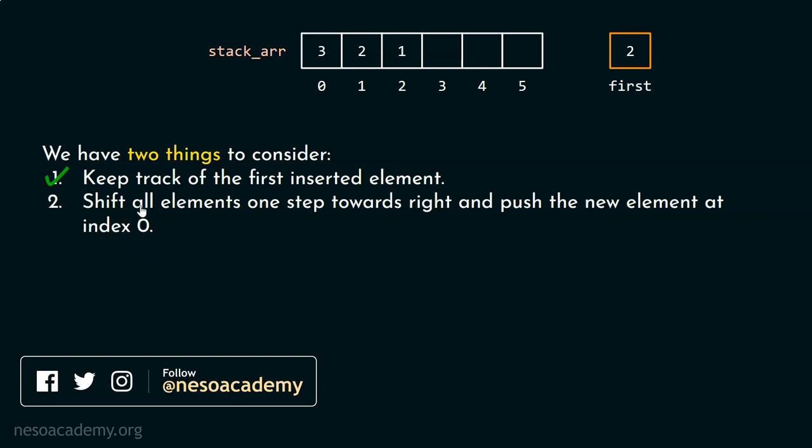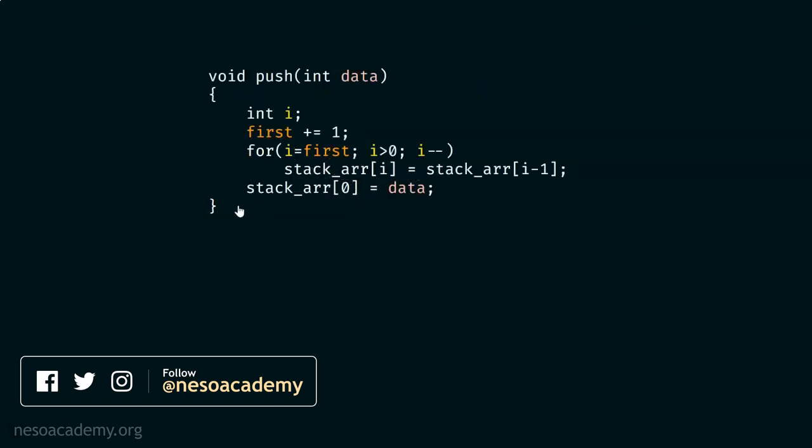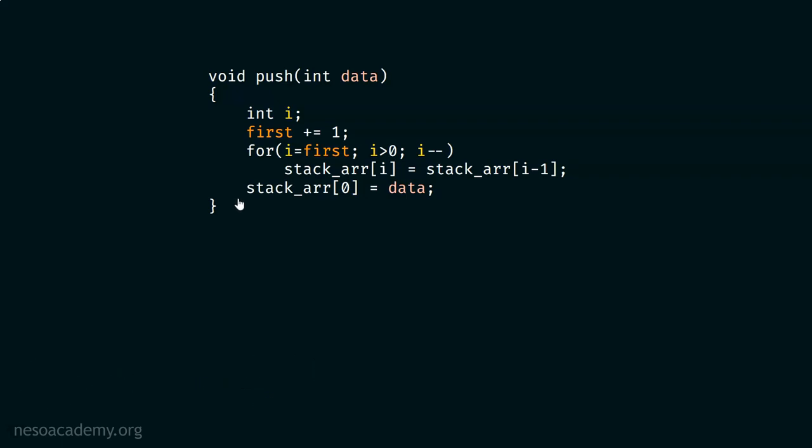After this, we have to shift all elements one step towards right and push the new element at index 0. We have to write the code for shifting all elements one step towards right and push the new element at index 0. Let's say we want to push this element 30 in the empty stack, not in this stack, okay? For this purpose, we will use this push function. Here I will explain each and every step. This push function will receive the data, and we know data is 30.